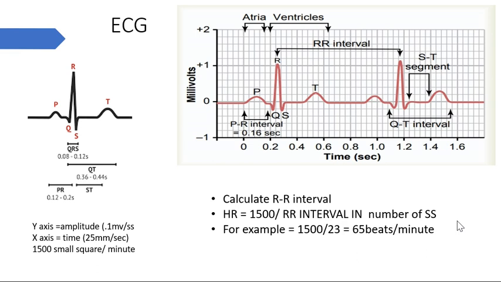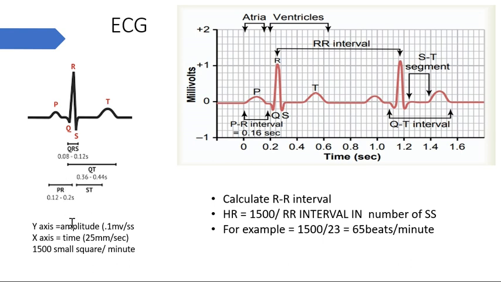Then the last is ECG. In the practical, in the spotting part, you can get an ECG. So just a brief introduction about ECG: you should know the P, Q, R, S and T waveforms, that is, the P wave, QRS complex and T wave. You should know their normal values.